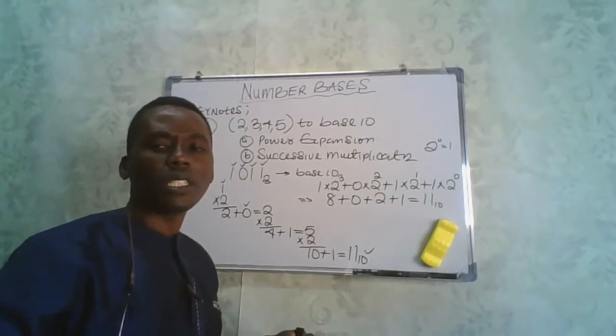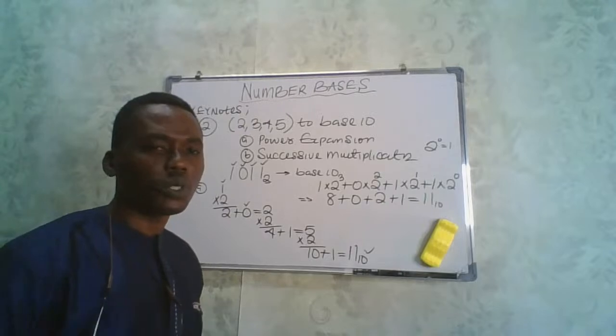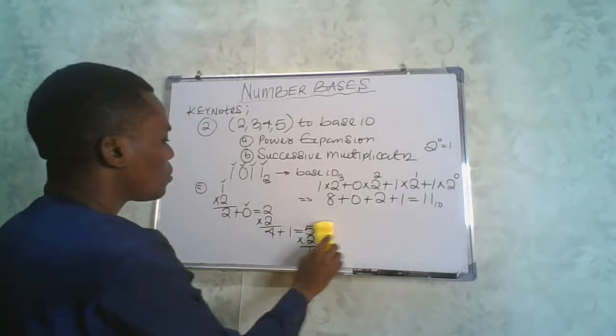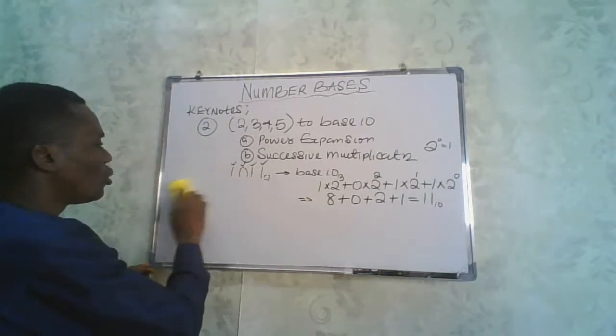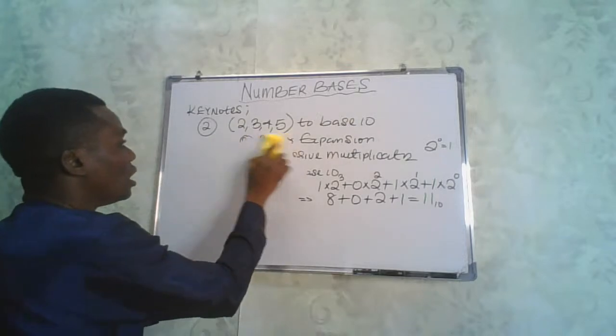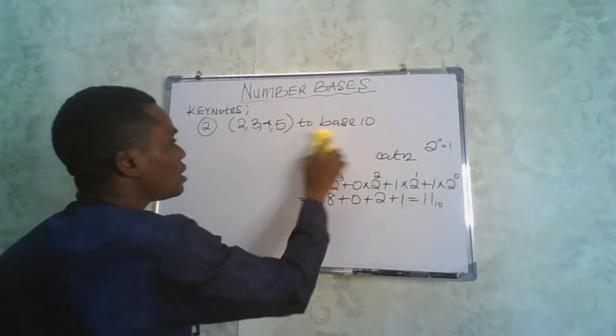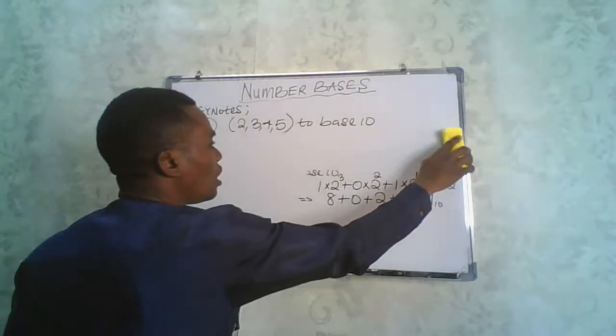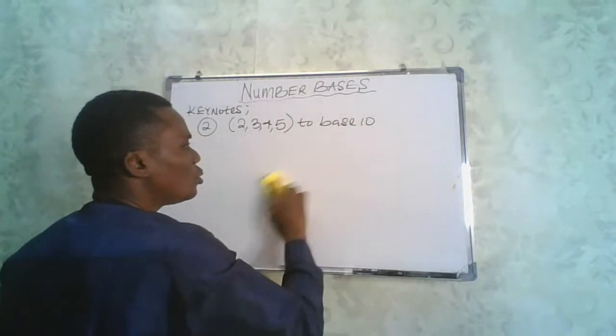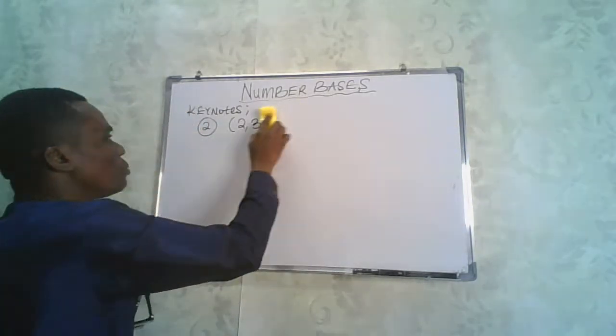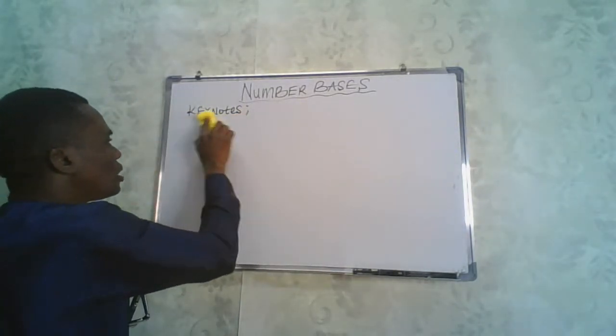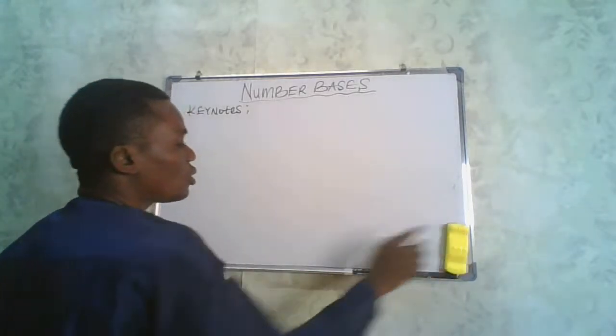Now let's look at the next thing we need to note. Now this is keynote 2. In keynote 2, when converting from one base to another, all you need to do is to use the power expansion method, or use the successive multiplication method.